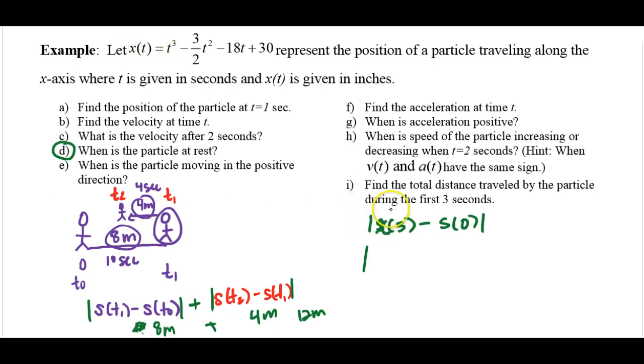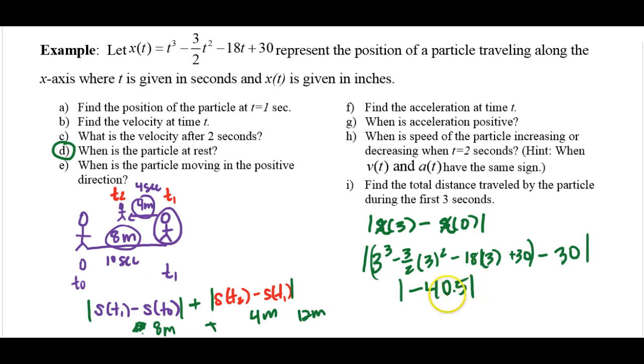So, sorry, these should have been x's. So x or s is typically used for position. So x of 3, so I need to do 3 cubed minus 3 halves, 3 squared, minus 18, times 3 plus 30. And that whole quantity minus substituting in 0. But that's kind of nice. If you plug in zeros everywhere for the t's, it's just really going to be minus 30. So this quantity is the absolute value of negative 40.5, which is just positive 40.5. So the total distance traveled is 40.5 inches during the first 3 seconds.